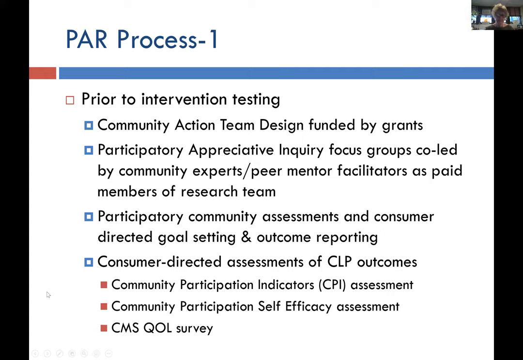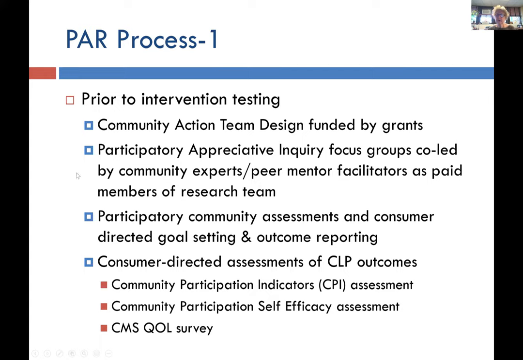So what did this look like? Well, prior to the intervention, we did a lot of action research with the community to get them on board and to get them involved. We did community action teams, which included representatives from all the different communities involved in that social issue. And they helped us throughout. They commented on everything. They reviewed and evaluated everything.